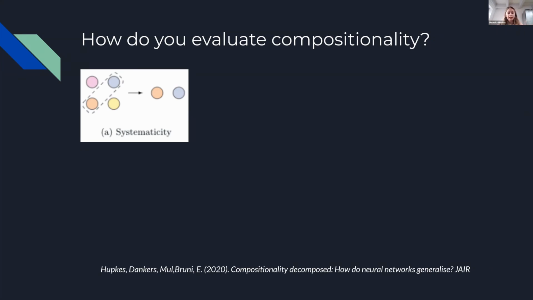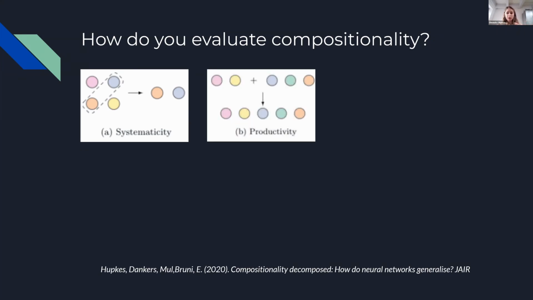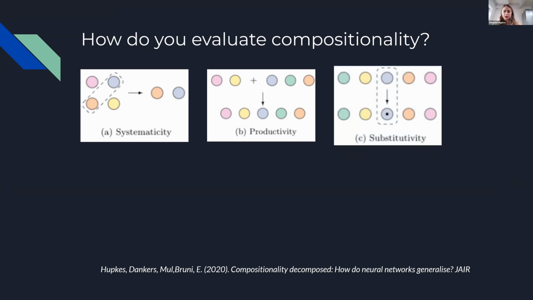The next thing that we looked at was productivity. Now, this is actually very similar to systematicity, but it has this notion of unboundedness. So while you can be systematic in a finite domain, productivity requires some sort of infinity. Often when people look at productivity, they look at being able to go to longer or deeper trees or things like that. Then the third one that we looked at is substitutivity.